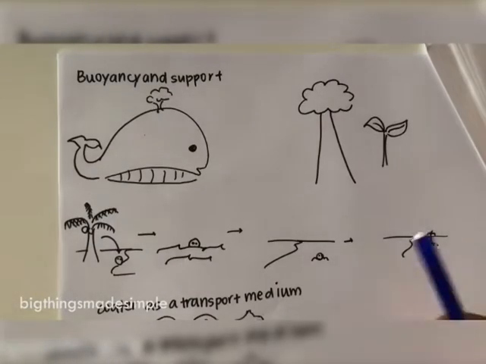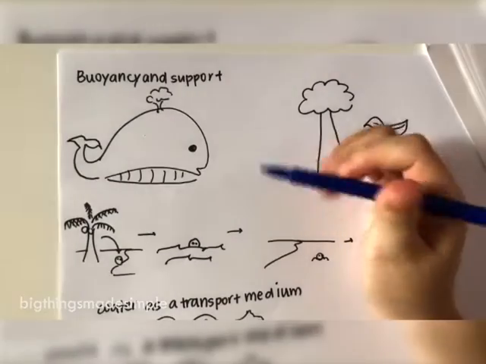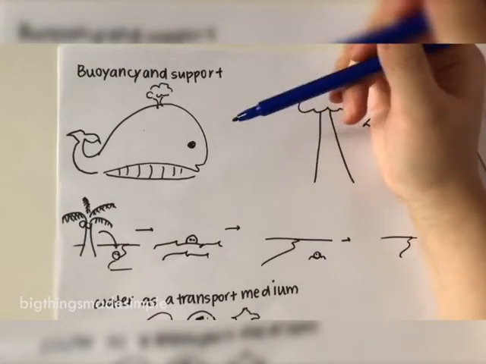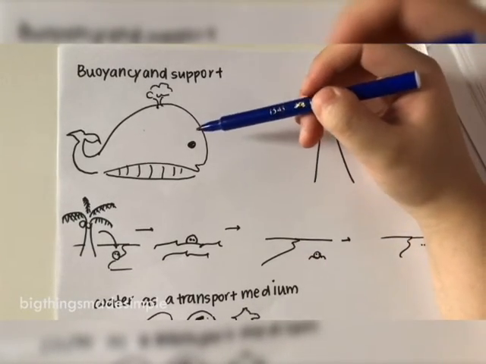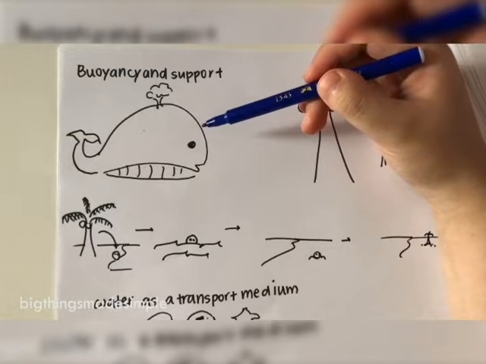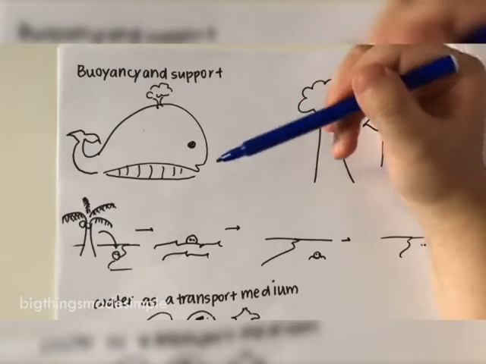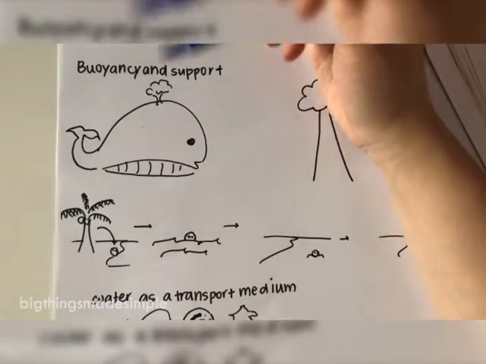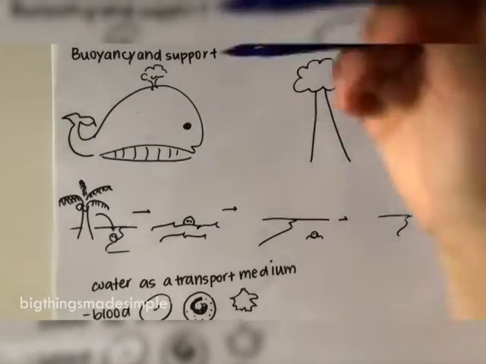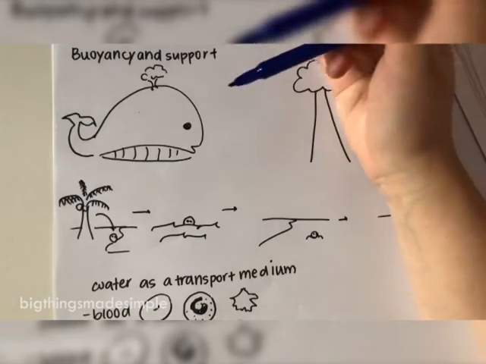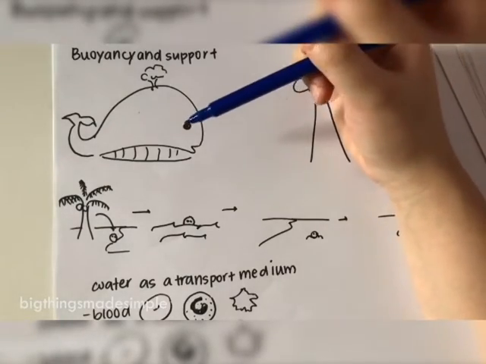Now, the last two properties of water are that it provides buoyancy and support to many living things. Aquatic organisms that have very large body mass, such as whales, actually don't have a very large or strong skeleton to support it. Instead, it is supported mainly by water buoyancy. Without water, the whale would eventually die because its internal organs would be crushed by its own weight.